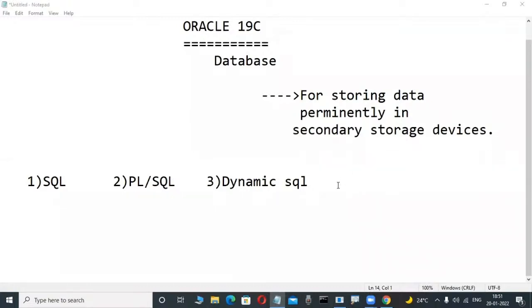Now, the duration is more than 3 months. We are taking 4 months or above. That's all.